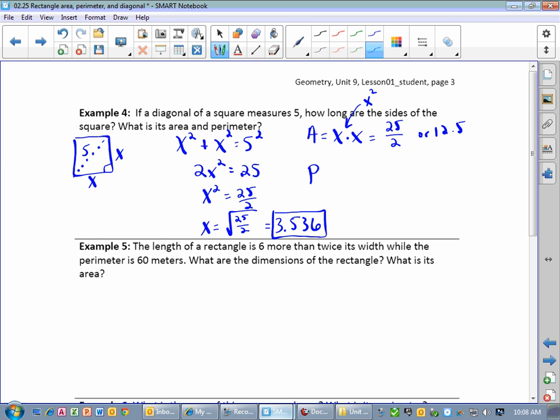Now the perimeter. Because it's a square, it has how many equal sides? They're all equal. So how many is that? 4. So we have 4 x's. Perimeter would just be 4 times the length of the side. And so we have 4 times 3.536, which is 14.144. So we have our area, we have our perimeter, we have our side lengths.